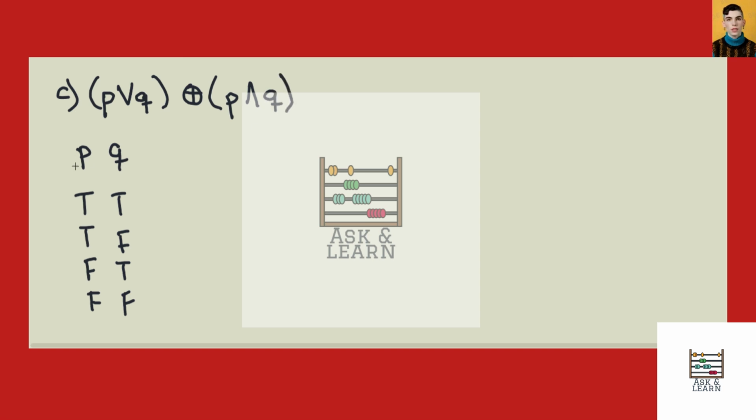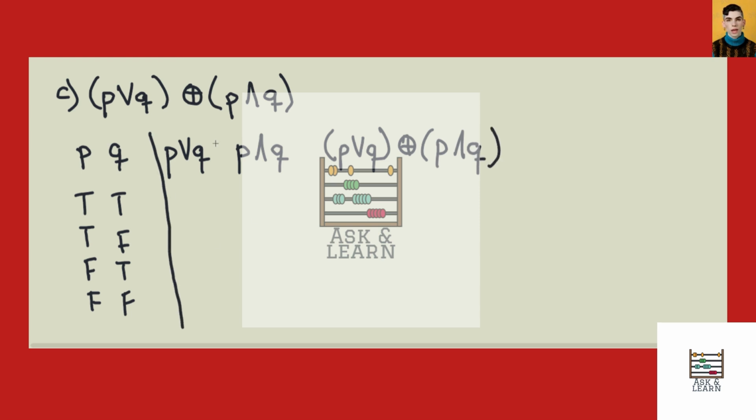So we'll do the same thing, P and Q, P inclusive OR Q, P and Q, and then the entire compound proposition with the inclusive OR. So P inclusive OR Q, exclusive OR P and Q. So let's separate it to make it a little more easily visible. These three.